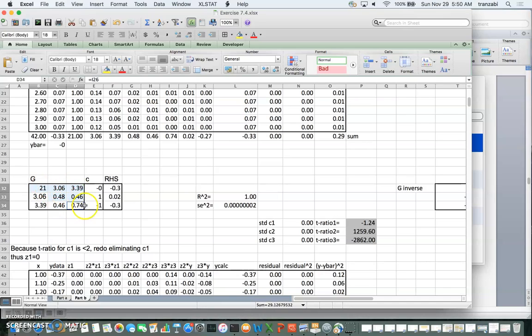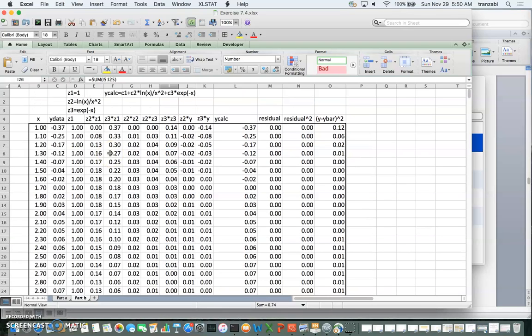So we want to calculate these 6 terms, which are basically the first term, second term, third term right here, and then the terms on the diagonal. That's how we can construct the G matrix and go ahead, find the T ratios, and figure out which one is bigger than 2, which one is smaller than 2.